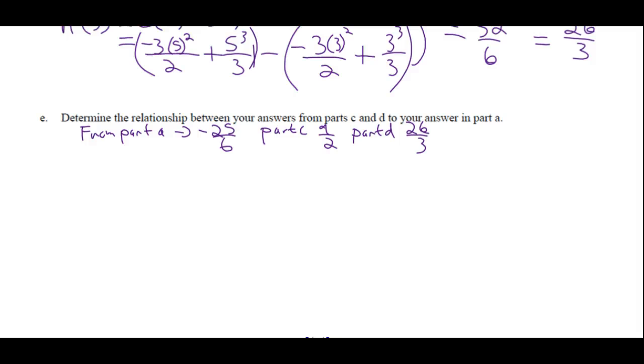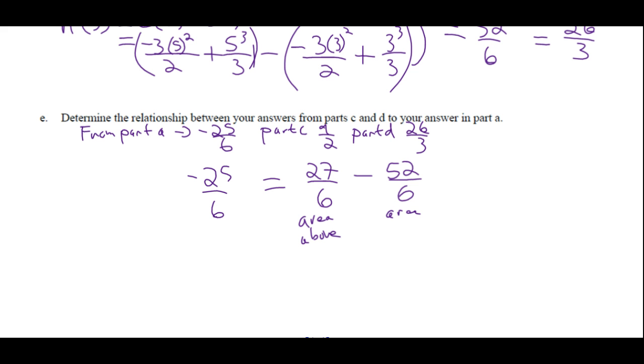Well, if I'm looking for a relationship, let's get everything with a 6, right? It'd be a little bit easier to work with if we have this as 27 over 6 and this as 52 over 6. So what's negative 25 over 6 equal to? I think this, right? And what was this? Area above? And this was area below? Okay.